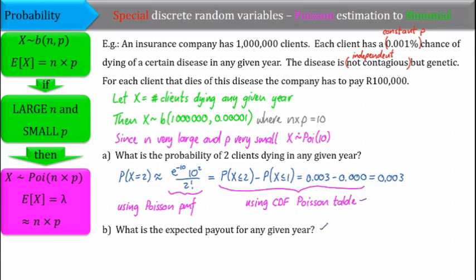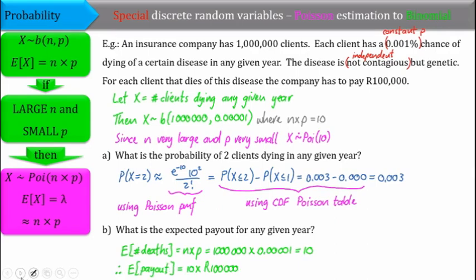Right, then lastly, what is the expected payout for any given year? Now, to find the expected payout, we need to know how many people die, because we know how much is being paid for each person. So if we know how much is being paid for each person, and we can find the expected number of deaths, then we can just multiply the two, and we have the expected payout for the entire year. So the expected number of deaths is nothing but n times p. We've already calculated that. That is equal to 10. So the expected payout will simply be 10 times 100,000, which will be 1 million.